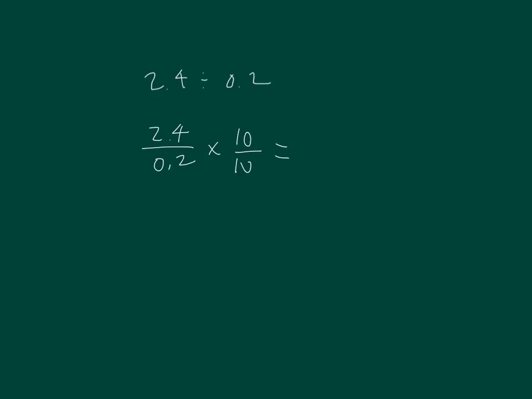2.4 times 10 is 24. And 2 tenths times 10 is 2. 24 over 2, which equals 12. So 2 and 4 tenths divided by 2 tenths equals 12.